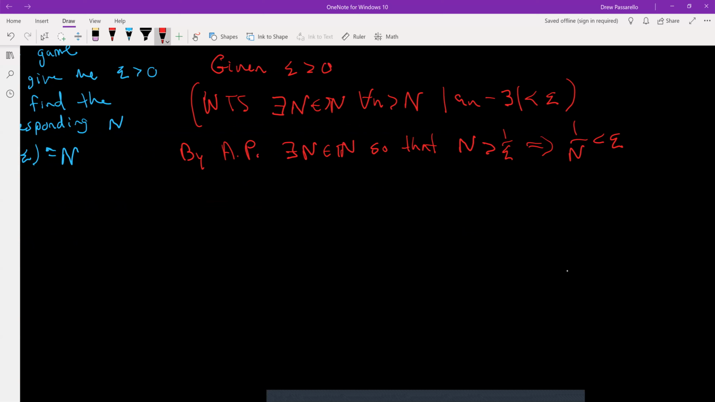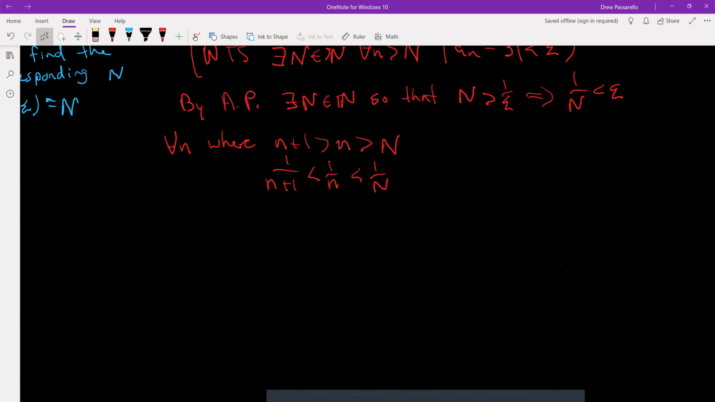So for all n such that, for the natural numbers, little n plus 1 is greater than little n, and we want little n to be bigger than capital N, then we have 1 over n plus 1 is less than 1 over n, which is less than 1 over capital N. And that's true for any natural number.